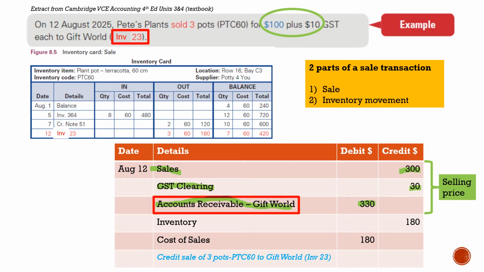Then we record the inventory movement. In this case here, we can see that 3 units of inventory were sold at a cost price of $60 per unit. In our general journal, we record $180 credit to the inventory account because our inventory has now been reduced. And now we recognize the cost price of the inventory sold, and we do this by debiting $180 to the cost of sales account.